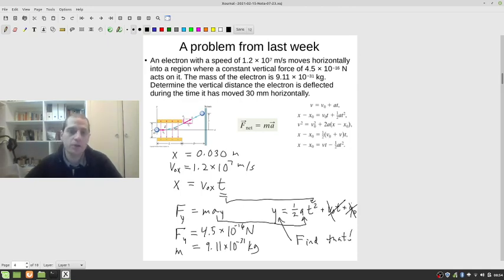Your final answer is a vertical distance, so it would be in meters, or if you wanted to put it in millimeters, you could do that. It'd be up to you. So that's a problem I think is a good one, but it's a little tricky.